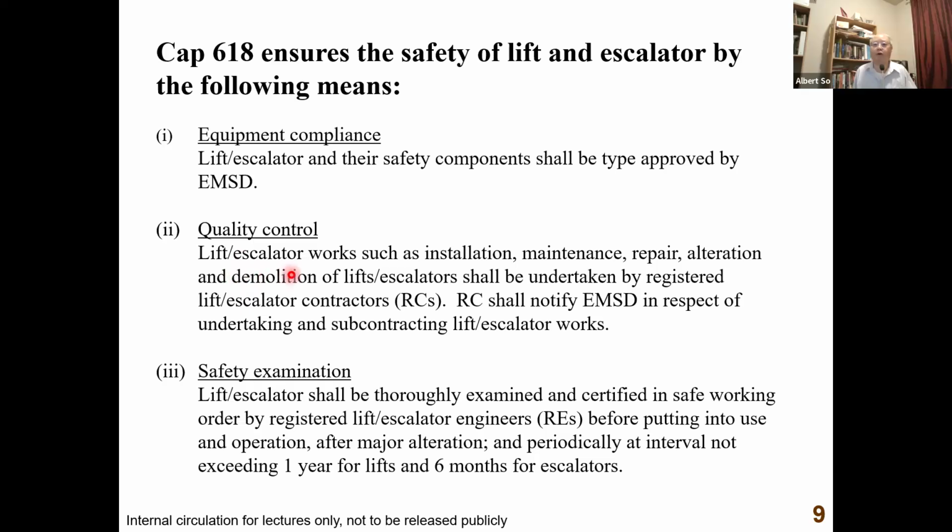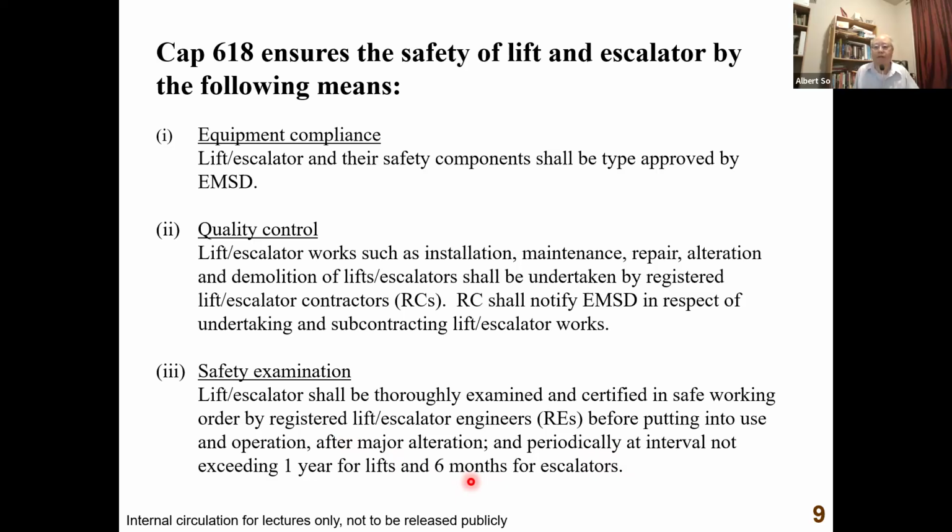And then quality control. You need to use registered lift and escalator contractors to install, maintain, repair, or do alteration and demolition of lifts and escalators. These are all stipulated in 618. And then safety examination, which is important. For lifts, every lift needs to have a very comprehensive examination every year. For escalators, because they are more frequently used by the public, it is every 6 months. Every 6 months, you need a very detailed, thorough examination.